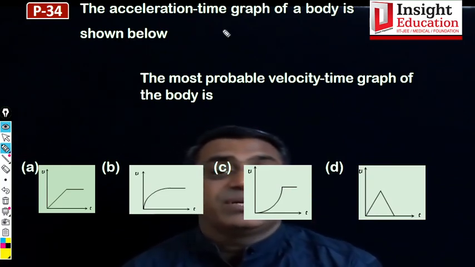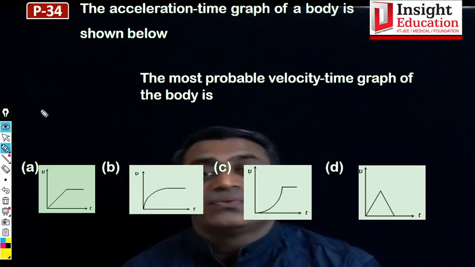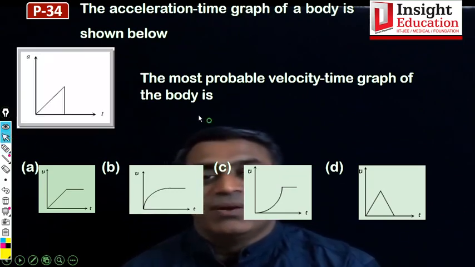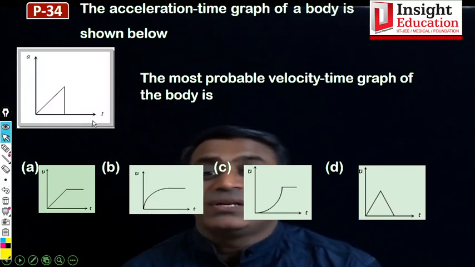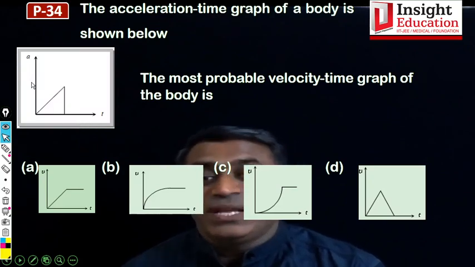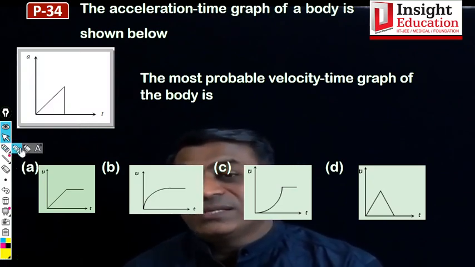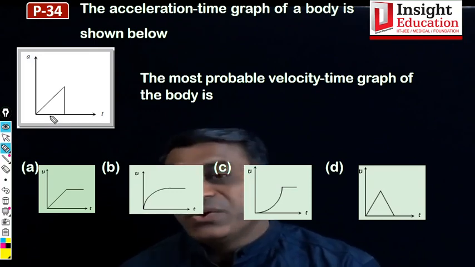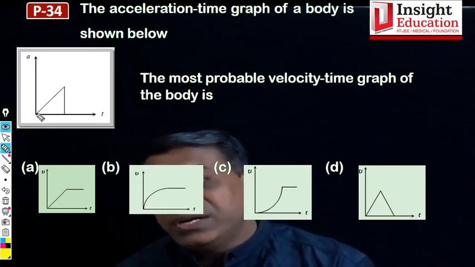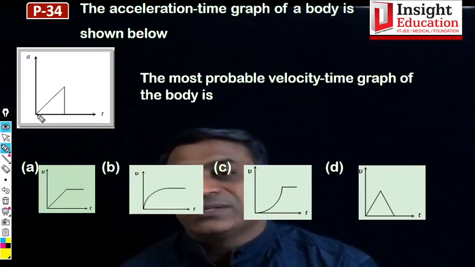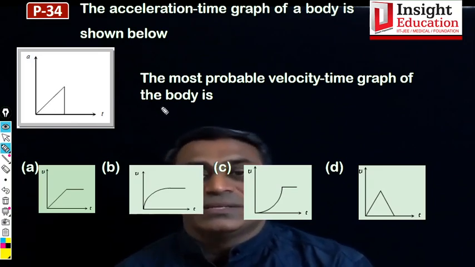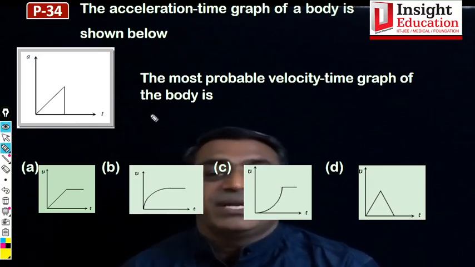The acceleration time graph of the body is shown below. This is the acceleration time graph; there are xt, vt and at graphs. So you can see acceleration continuously increases. The most probable velocity time graph?